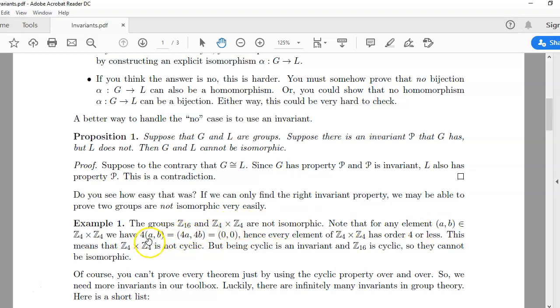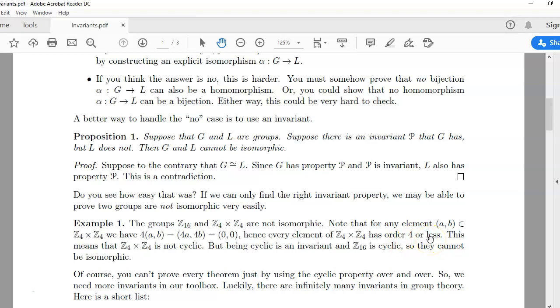and you notice that 4 always kills it. So 4 times (a, b) is (4a, 4b). But of course 4 is 0 in Z4, so 4 times a is 0 and 4 times b is 0, so you get (0, 0). So 4 wipes out any element. So every element of Z4 cross Z4 has to have order 4 or less. Of course it must be 1, 2, or 4 by Lagrange.